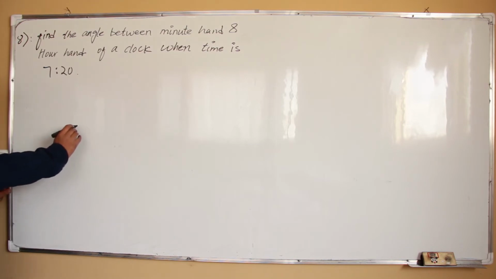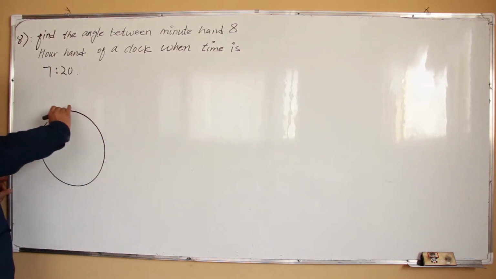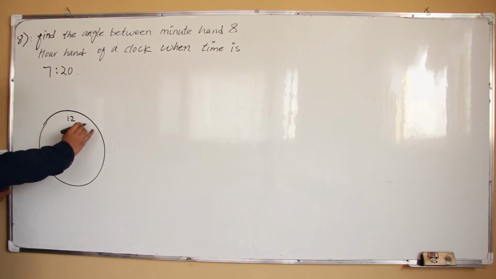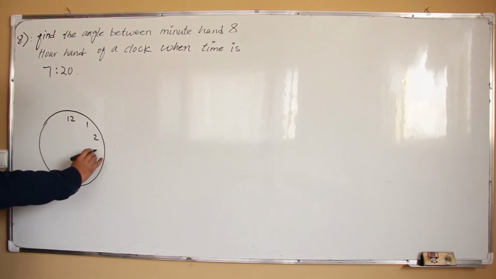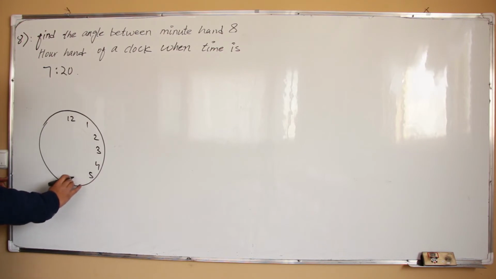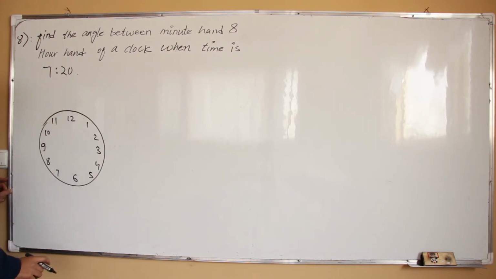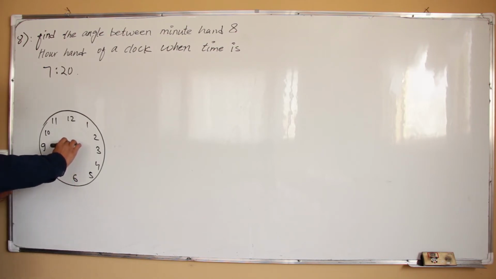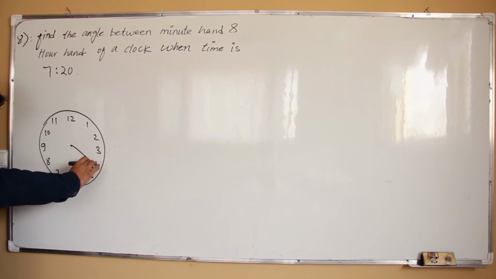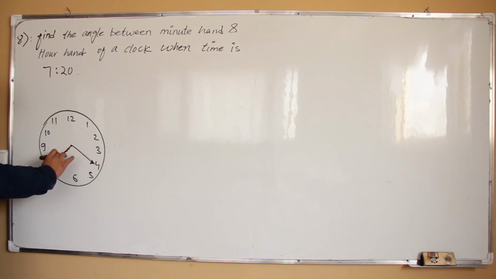First, this is our clock. 12, 1, 2, 3, 4, 5, 6, 7, 8, 9, 10, 11. Time is 20 past 7. I mean the minute hand is here and the hour hand is between 7 and 8. Now you have to find this alpha.